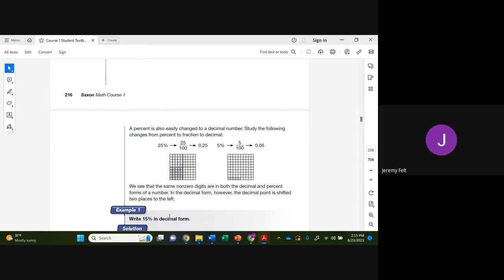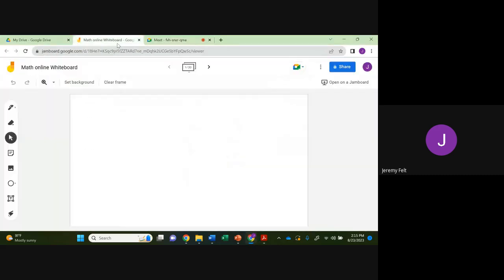Okay, so let's look at example one. If we have 15% and we want to put it in decimal form, in my opinion, the easiest to work back and forth from is percents to decimals or decimal to percents. Because when we have a percent and we want to convert it to a decimal, really all we're doing is we're dividing by 100. And then when we're dividing by 100, we're really just moving the decimal 2 places to the left.